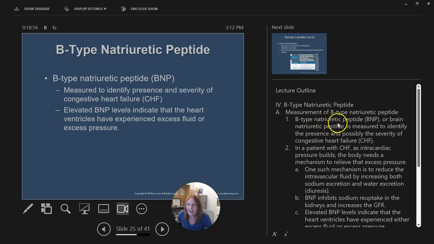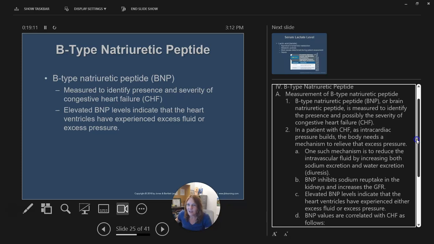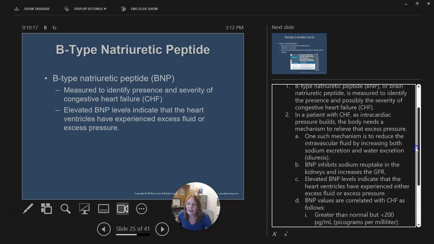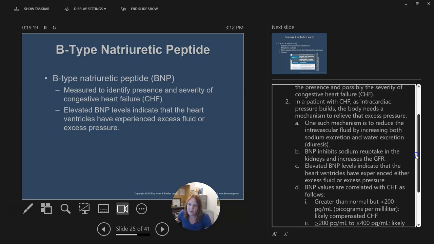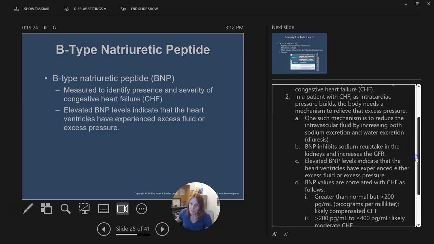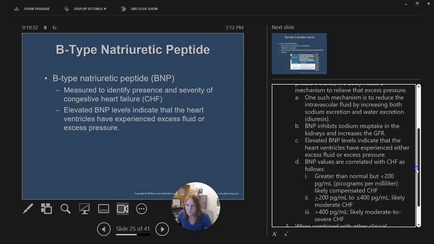So measurement of the B-type, or BNP, or brain natriuretic peptide, is measured to identify the presence and possibly the severity of congestive heart failure. So BNP helps measure CHF. In a patient with CHF, an intracardiac pressure builds. The body then needs a mechanism to relieve that excess pressure. One of these mechanisms is to reduce the intravascular fluid by increasing both sodium excretion and water excretion. Our BNP inhibits sodium reuptake in the kidneys and increases the GFR.